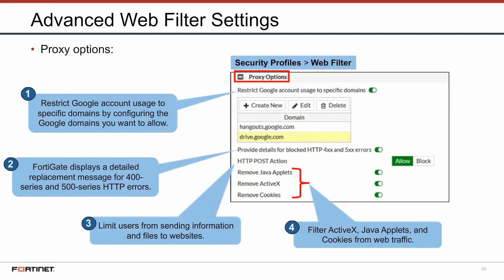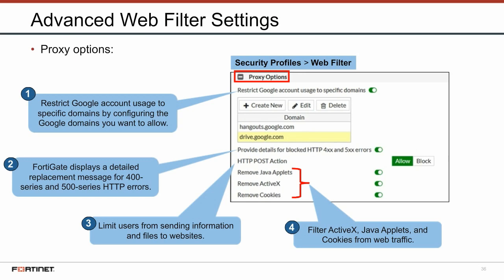The advanced proxy option settings for web filtering are as follows. 1. Block access to some Google accounts and services. You could include an exception list. 2. FortiGate displays its own replacement message for 400 series and 500 series HTTP errors. If the server error is allowed through, some sites can use these common error pages to circumvent web filtering.